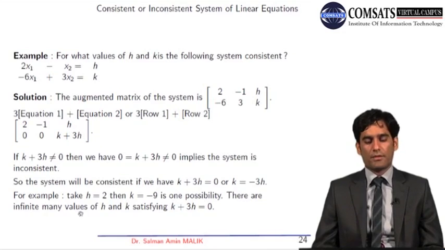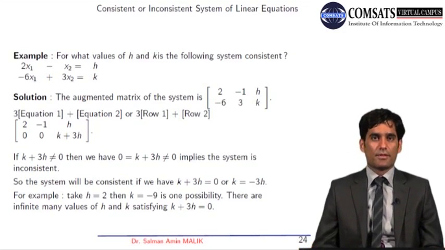There are infinitely many values of h and k satisfying this equation. So we have infinite possibilities of h and k; the only condition is that k plus 3h should equal 0. That will make the system consistent.